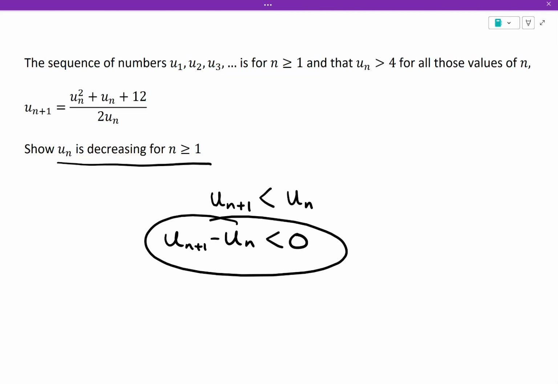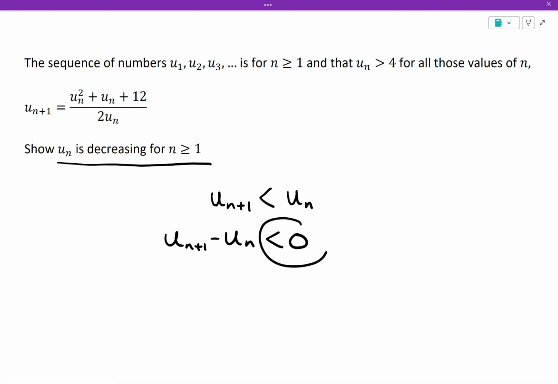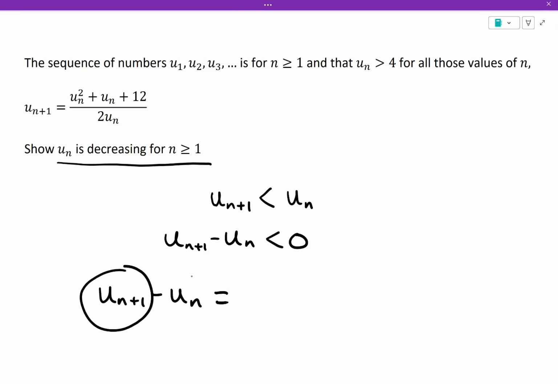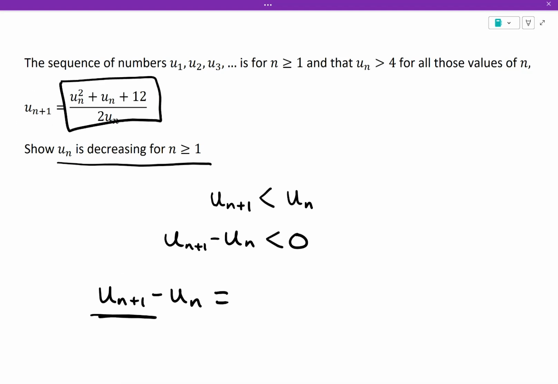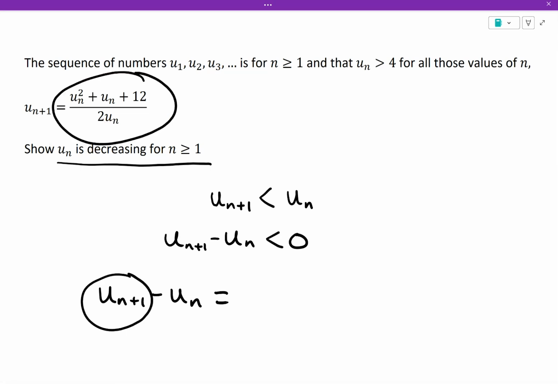Now, in order to get this process started, I can't start by writing smaller than 0. I need to prove it. So I need to start by playing around with the un plus 1, subtract un. And what I need to think about is, what could I potentially replace these with, if anything? So if we look at the un plus 1, well, in the recurrence relation we're given, we're told that un plus 1 is equal to this fraction over here. So what I'm going to do is replace the un plus 1 with that fraction there. So I'm going to write un squared plus un plus 12 divided by 2un.